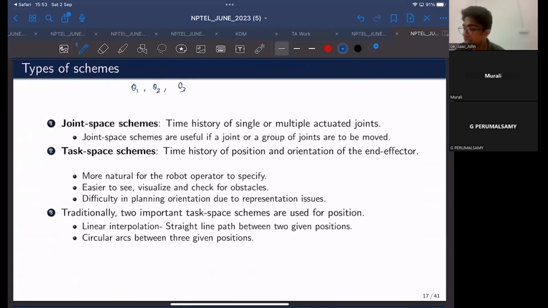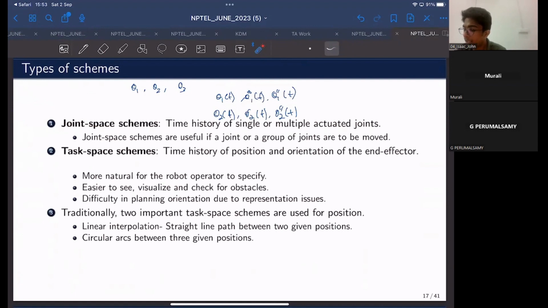So joint space scheme basically deals with the time history of theta 1 of t, theta 1 dot of t, theta 1 double dot of t, and we have theta 2 of t, theta 2 dot of t, theta 2 double dot of t, all the way to the entire number of joints. You could either plan this in cubic or fifth order or cycloidal, whichever you feel fit, right?